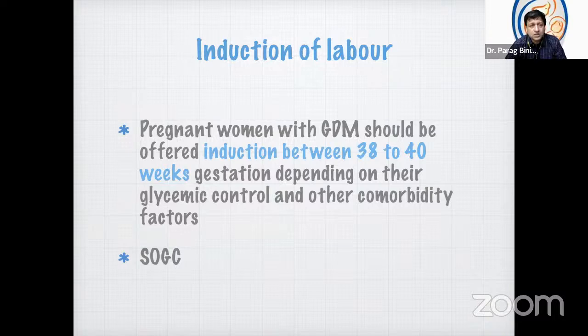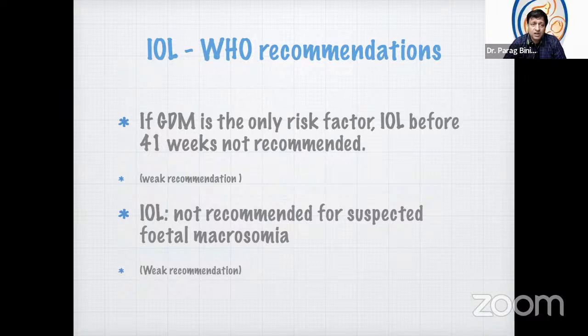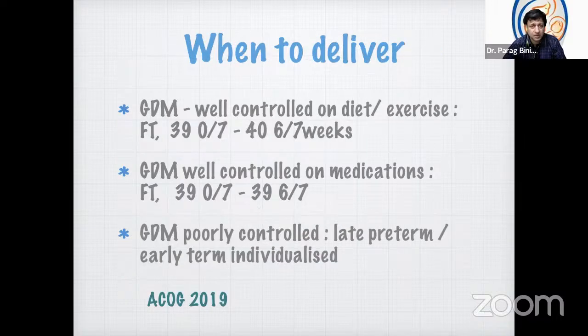Now, the SOGC, the Canadian Society, says that pregnant women with GDM should be offered induction between 38 to 40 weeks of gestation, depending on their glycemic control and other comorbidity factors, while the WHO recommends that if GDM is the only risk factor, induction of labor before 41 weeks is not recommended, and induction of labor for suspected fetal macrosomia is not recommended.